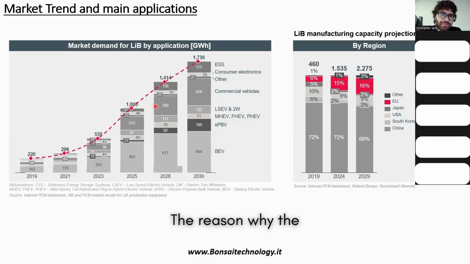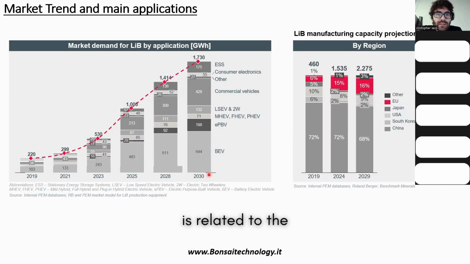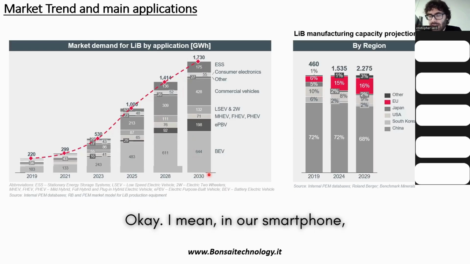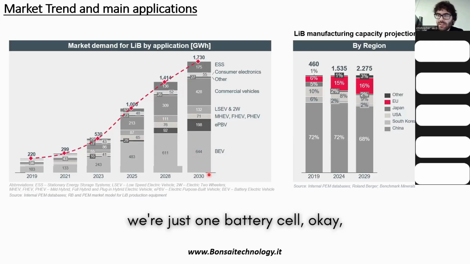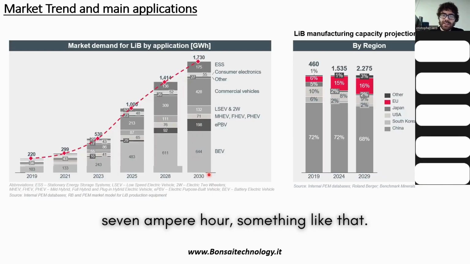The reason why the size of demand for EV is bigger than, for example, energy storage and even electronic devices is related to the average size of the battery pack for an EV vehicle compared to an electronic device. I mean, in our smartphone, we have just one battery cell at 5 ampere hour, 7 ampere hour, something like that.